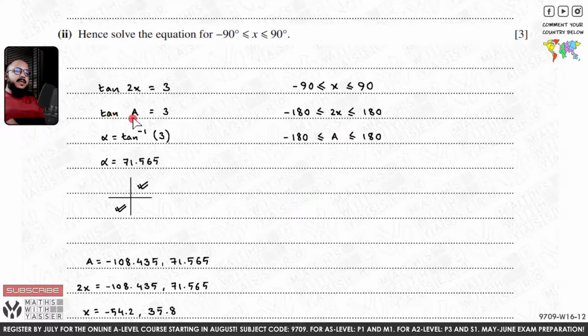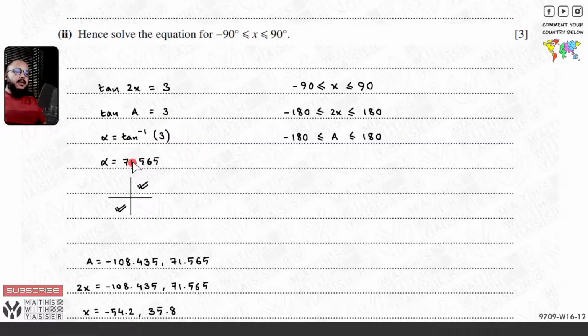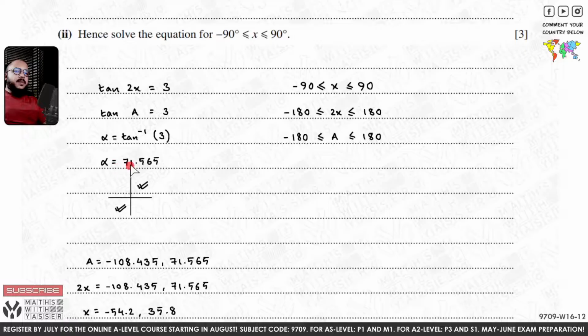Now we can call this tan a is equal to 3. So the basic angle will be tan inverse of positive 3. So the basic angle must be 71.565. We know that since tan is positive, that means positive tan lies in the first and the third quadrant. So for the first quadrant, before we proceed, we need to again check the limit. The limit is between minus 180 and positive 180.